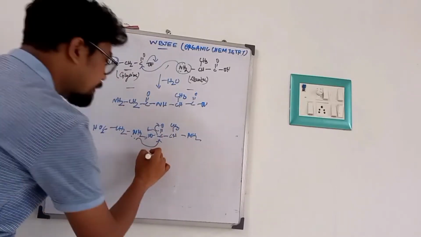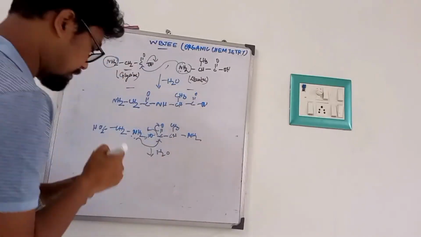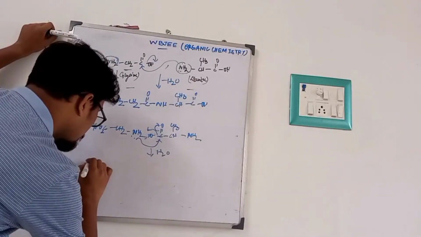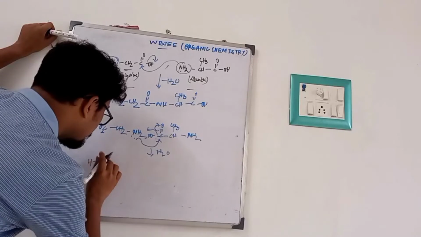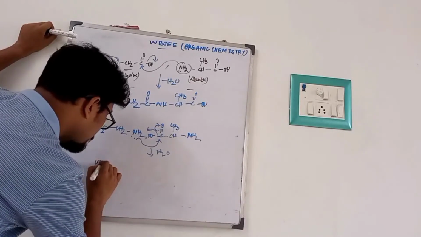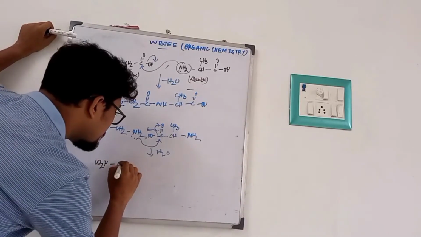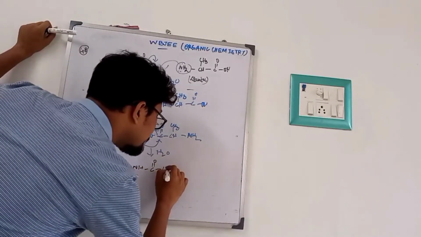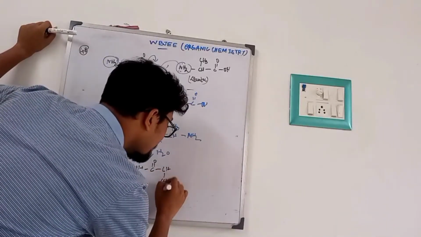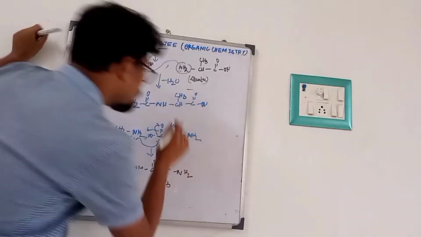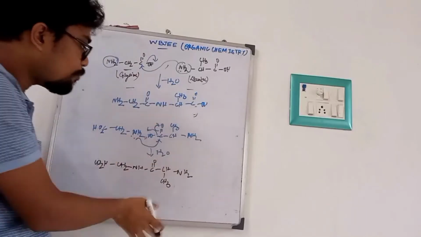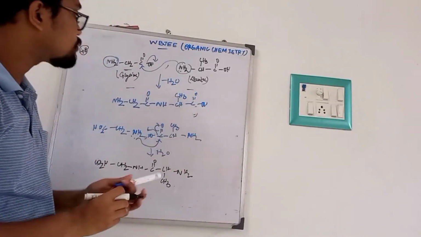This OH will go, and after elimination of water, what happens? CO2H, CH2, NH, CO, CH, CH3. So option 1 and option 2, both products can be possible from these two amino acids.